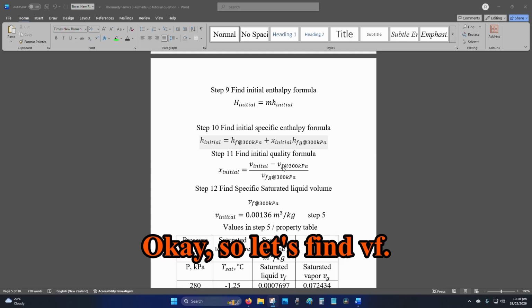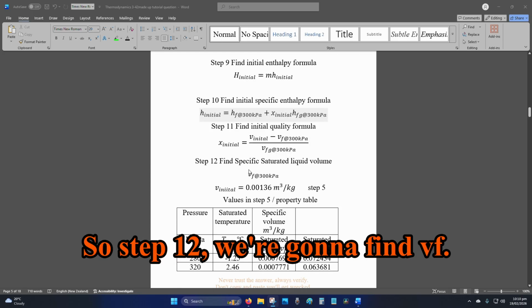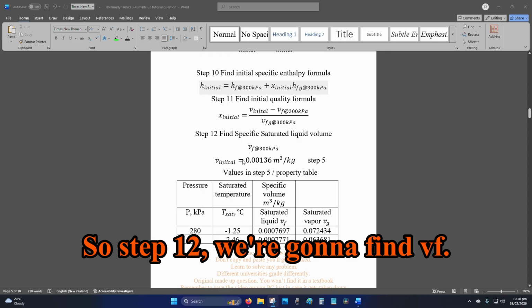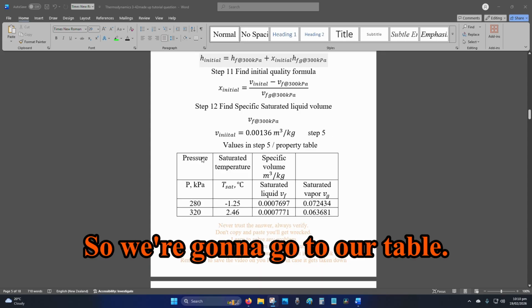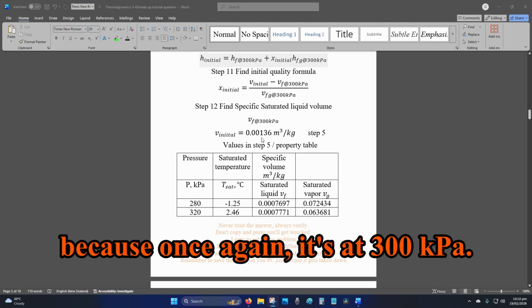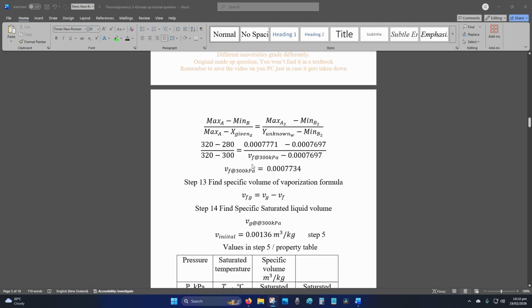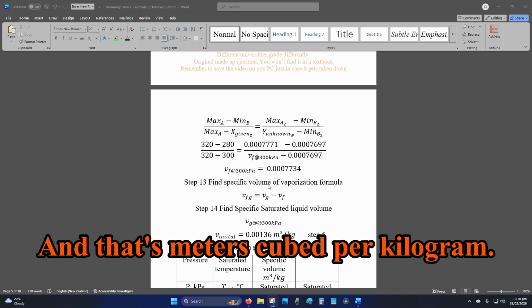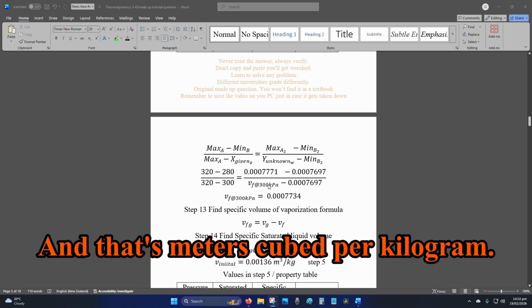Okay, so let's find vf. So step 12, we're going to find vf. So we're going to go to our table. So we're going to linear interpolate because once again it's at 300 kPa. So our vf will be 0.0007734, and that's meters cubed per kilogram.